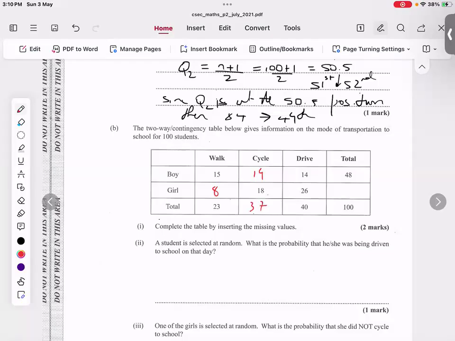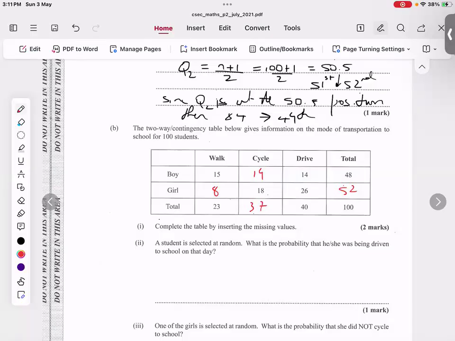All right, and confirm it. Add 23 and 37 and 40. You must get 100. Yes, sir. Good, so good to go. And how would you get this here now? This would be 52, right? And if you check all the numbers, adding across gives you the answers. Adding down gives you the correct answer. So you're good to go then.